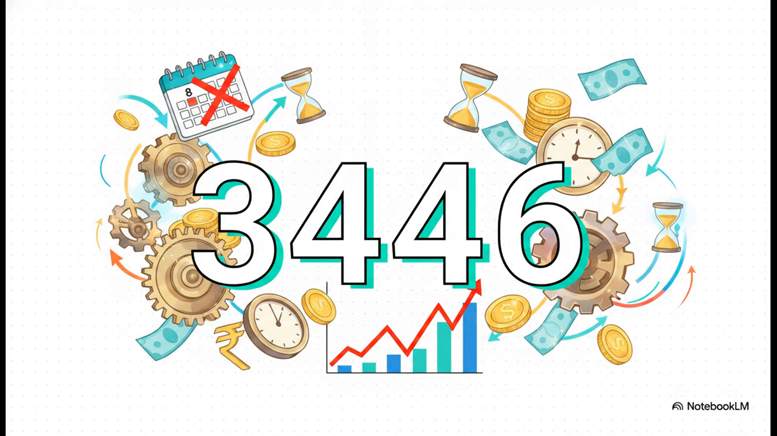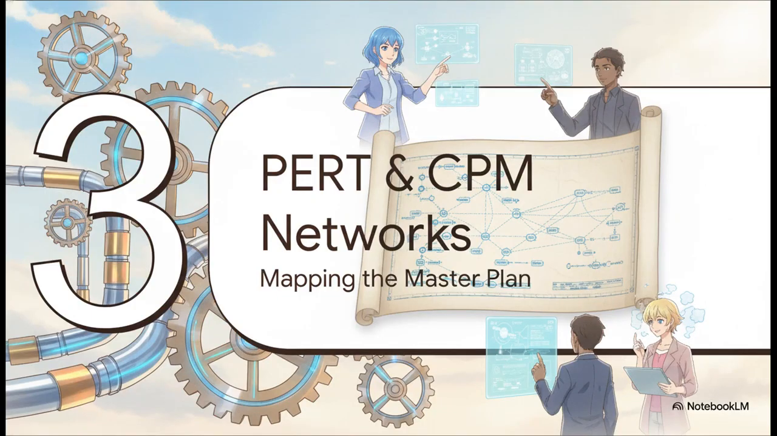To really understand the financial stakes of crashing, let's look at a concrete example from our source data. If a project requires a total crash cost of 27,568 rupees to shorten the schedule over an 8-week period, your crash cost per week is a staggering 3,446 rupees. Every single week you shave off burns through that capital. That is exactly why managers have to calculate precisely which activities are actually worth the cost of crashing. And to know exactly which activities to crash, we need to map out the master plan.